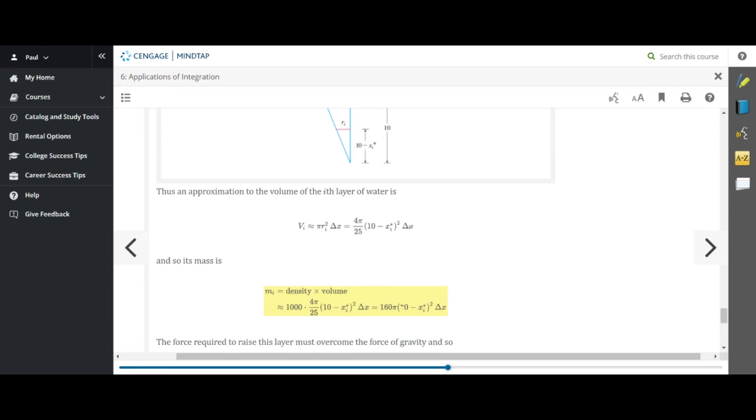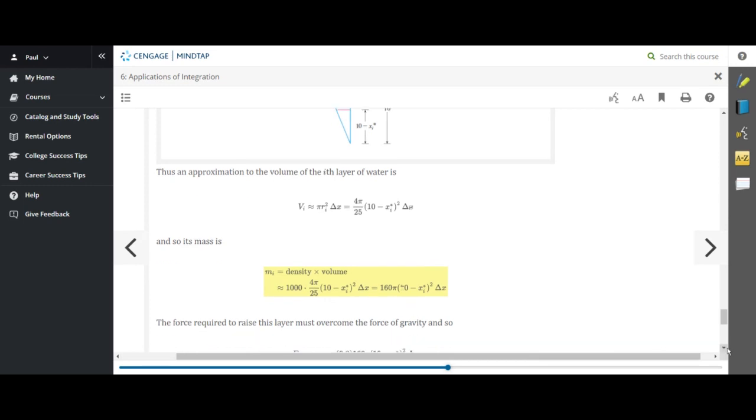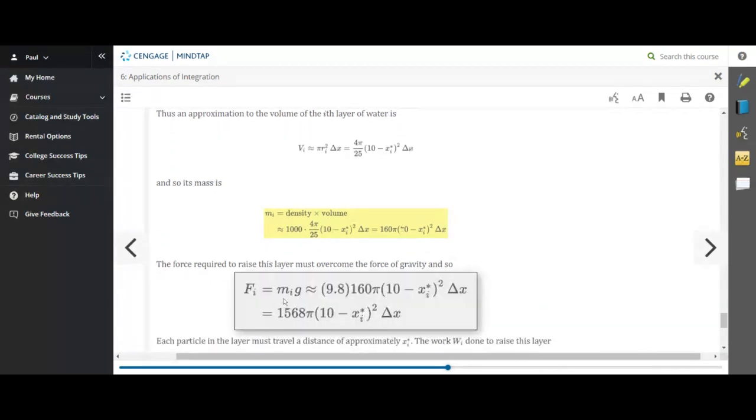The force required to raise this layer must overcome the force of gravity. The force due to gravity is mass times acceleration due to gravity. Gravity is 9.8 meters per second squared. We multiply that by the mass. The force on the ith layer of water is simply going to be 1568 pi times the quantity 10 minus xi squared times delta x. Are there any questions so far?